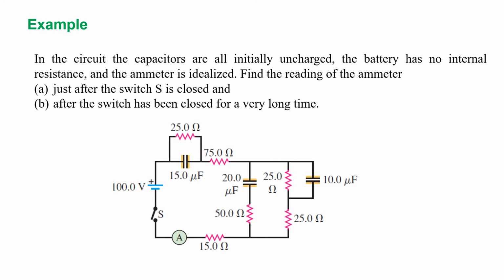So you have this circuit here, and then we inserted an ammeter to measure the current. Again, the purpose of your ammeter is to measure your current. And we're asked for the reading of the ammeter after the switch S is closed, that is at time equals 0, and after the switch has been closed for a very long time, that is, as time approaches infinity.